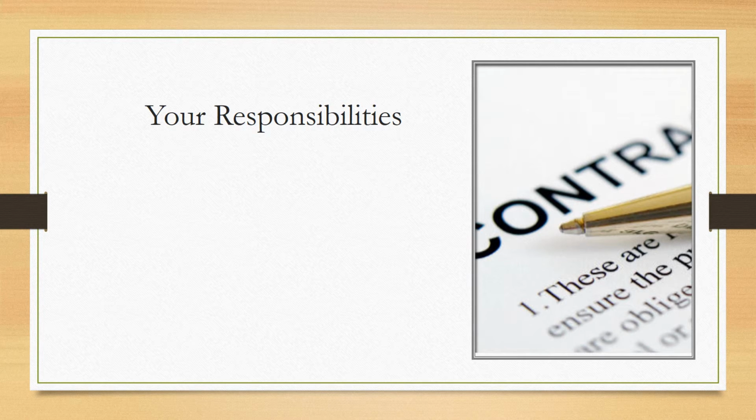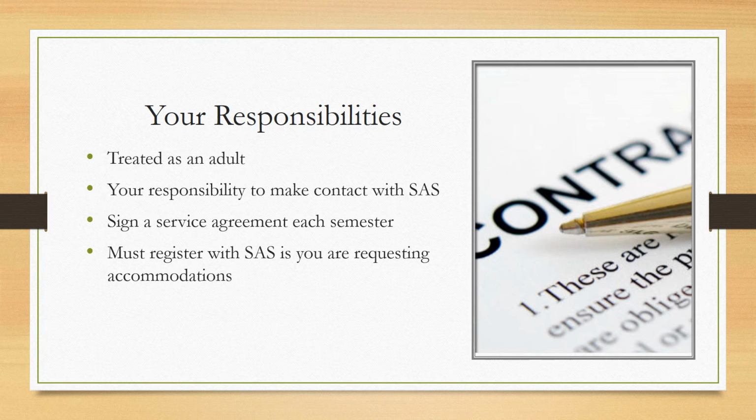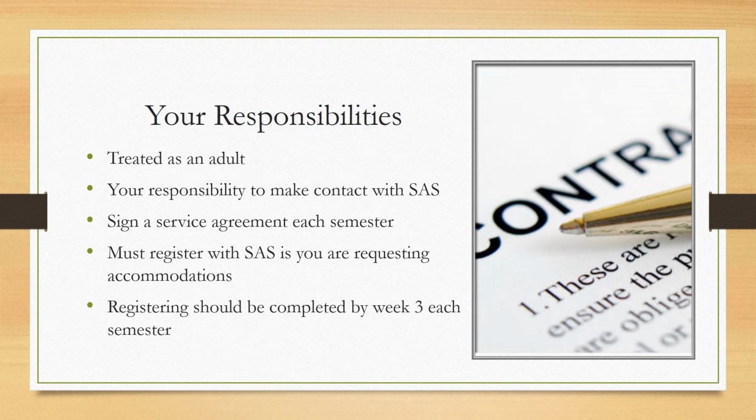Your responsibilities. As a student at the University of Guelph, you will be treated as an adult. It is your responsibility to make contact with SAS at the beginning of your first semester and at any time during your academic career at Guelph when you require advice or support. Each semester, when you meet with your SAS advisor, you will sign a service agreement stating that you understand your role as an SAS student and the accommodations associated with this. Students must register with SAS every semester in which they will be requesting academic accommodations or support. This should be arranged in the first 2 to 3 weeks of every semester.